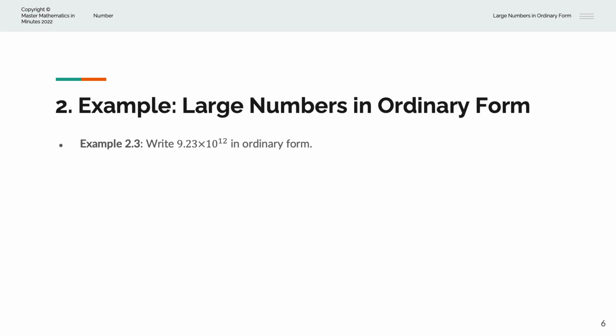In the third example, we're asked to write 9.23 times 10 to the power of 12 in ordinary form. So 9.23 times 10 to the power of 12 is equal to 923 and 10 zeros. If the decimal is between the digits 9 and 2, multiplying by 10 to the power of 12 is where we move the decimal to the right by 12 digits. So we have 1, 2, and 10 zeros.